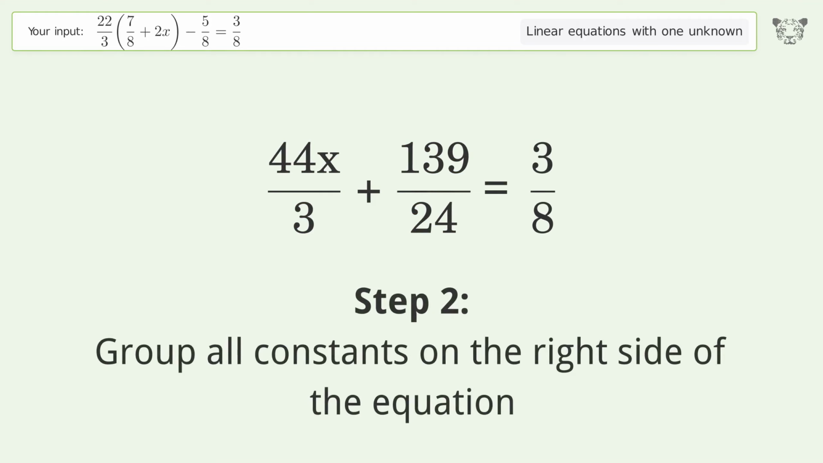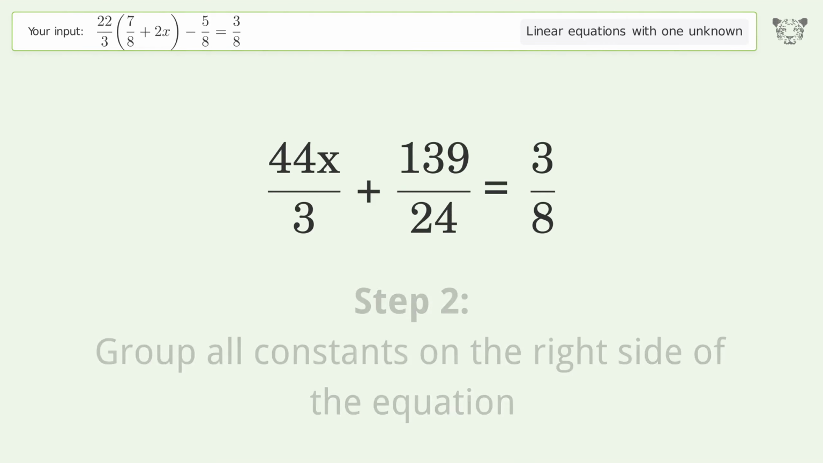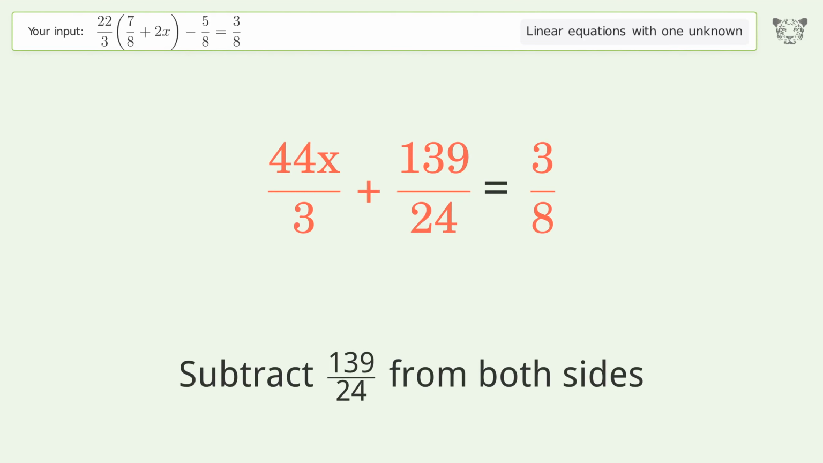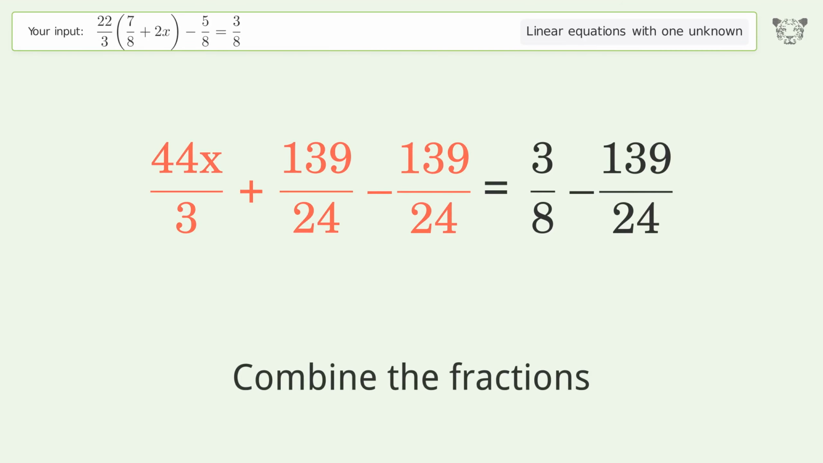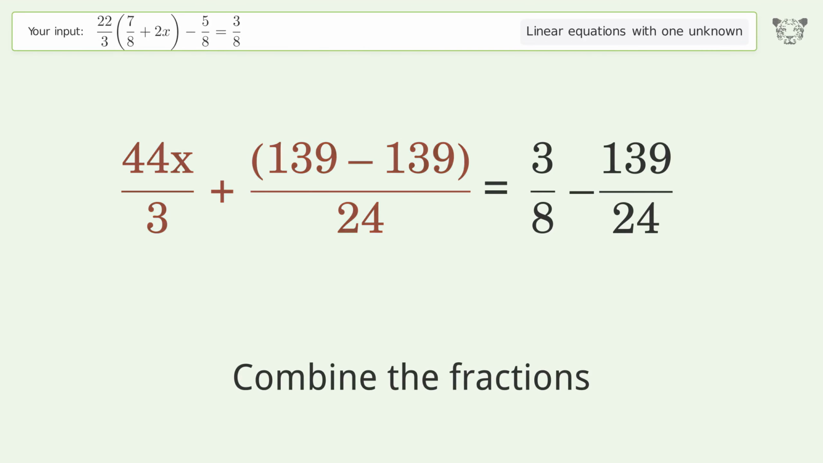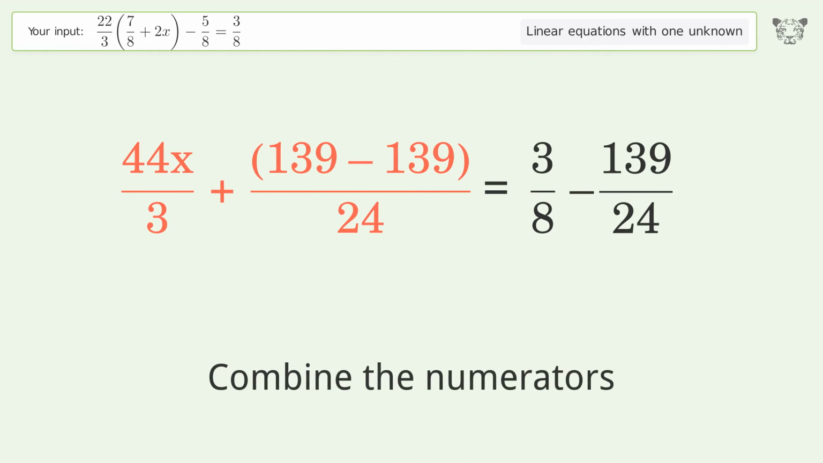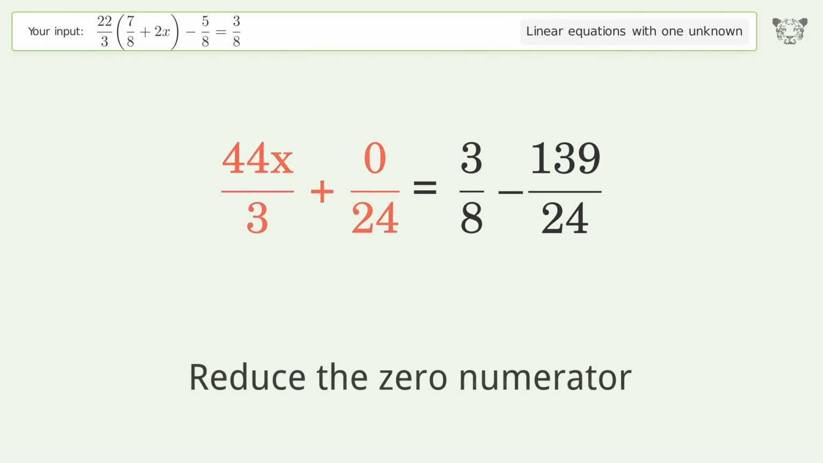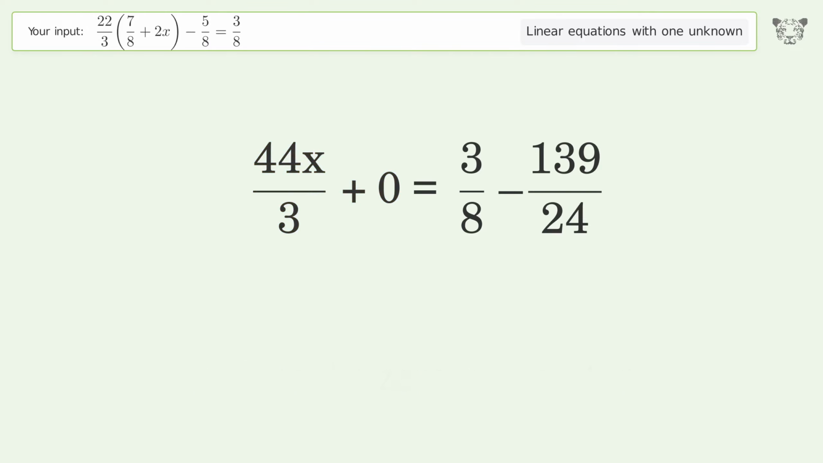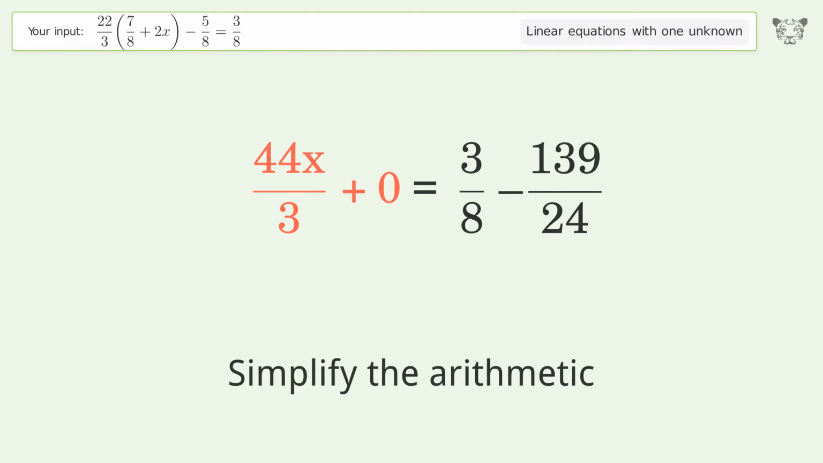Group all constants on the right side of the equation. Subtract 139 over 24 from both sides. Combine the fractions. Combine the numerators. Reduce the zero numerator. Simplify the arithmetic.